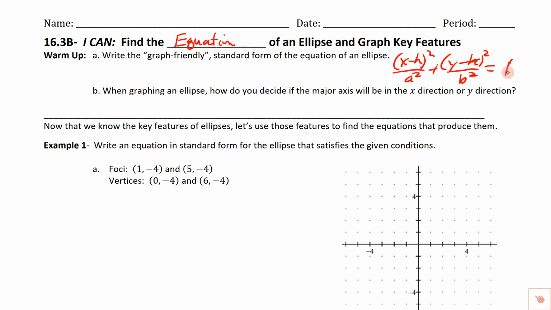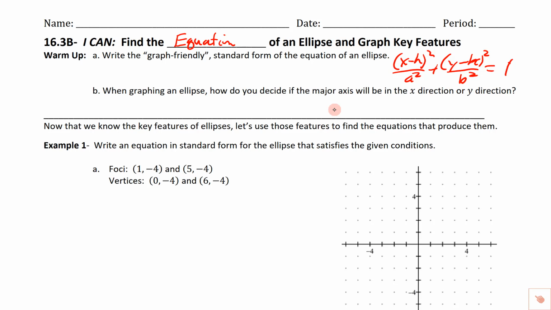Again, you can think a squared minus b squared, but a's always got to be the biggest one. So it would be better if you thought big one squared minus small one squared, or little one squared, equals c squared. And then how do you decide if the major axis runs horizontally in the x direction or vertically in the y direction? Somebody want to tell us?